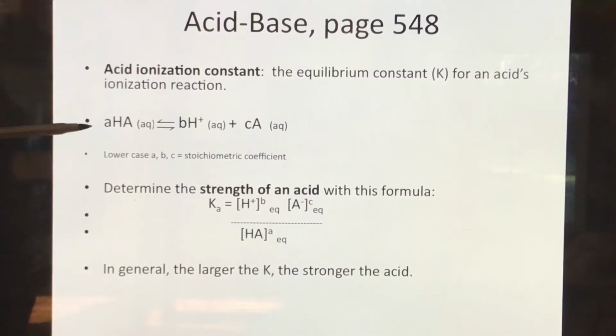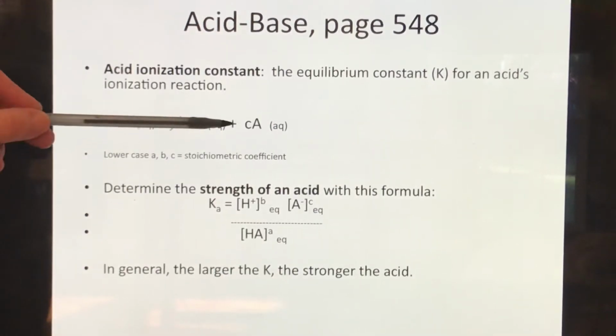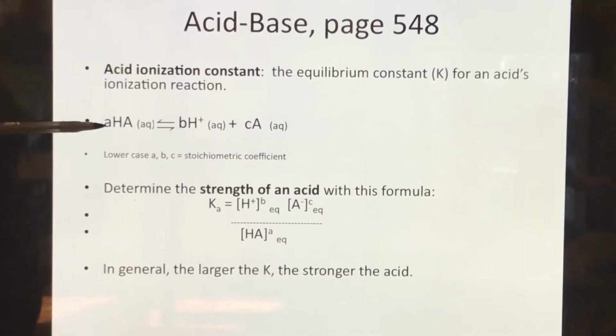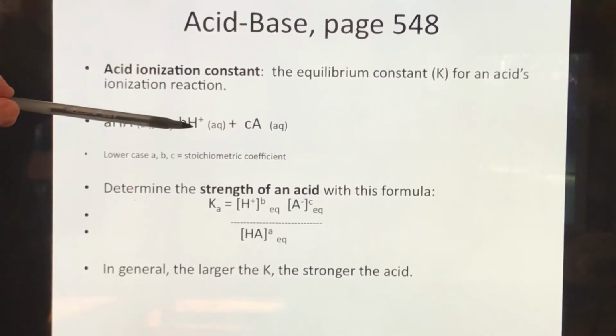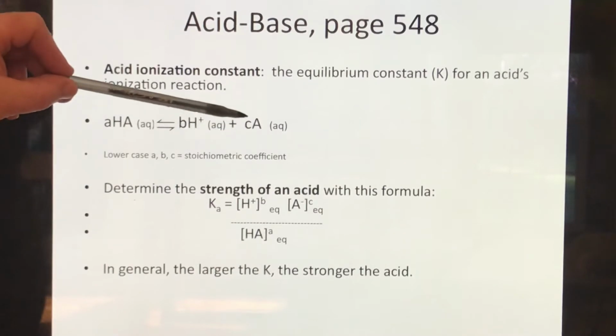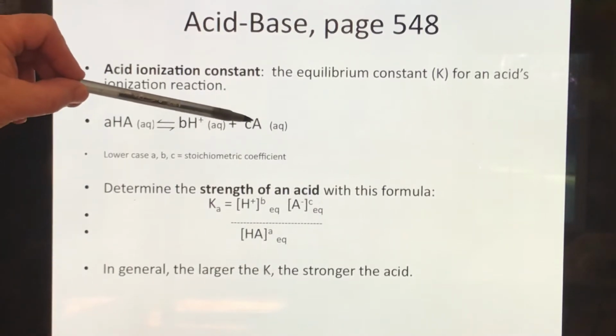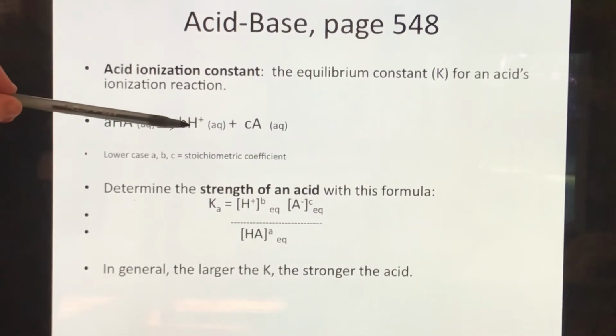So just to sort of generically start here, they show this equation. The lowercase a, b, and c are again our stoichiometric coefficients. And then here the HA, the capital H and A, stands for an acid that's all together. The hydrogen is still bonded to the rest of the molecule. But then as it dissociates, you have the hydrogen ion alone here, and then this would be the ion that's created after the hydrogen is taken off it.